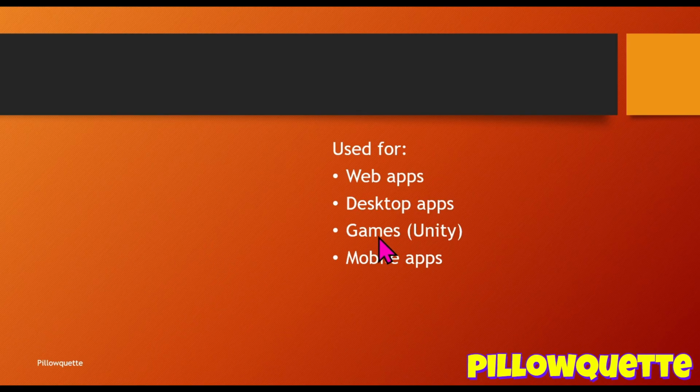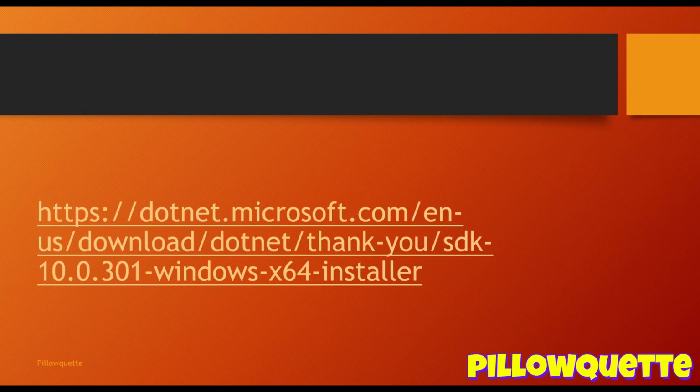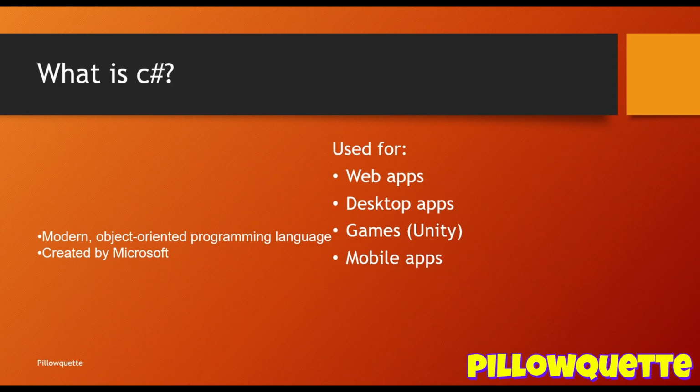So first, what exactly is C#? C# is a modern object-oriented programming language created by Microsoft. It is used everywhere, from web applications to desktop software, to mobile apps, and even video games built with Unity. It's a very powerful programming language, and not a lot of people know this language, which is why it's going to serve as a competitive advantage if you know it.